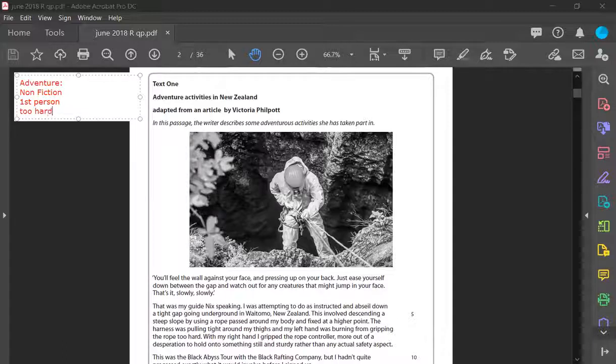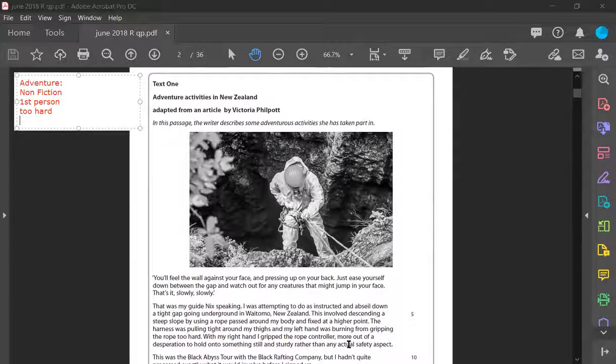And then this point that the writer is afraid is further established by this description. What is the description? "With my right hand, I gripped the rope controller." So the writer is holding on to the rope controller with the right hand, but there is no use, no need to hold on to it. It is not going to help the writer at all.